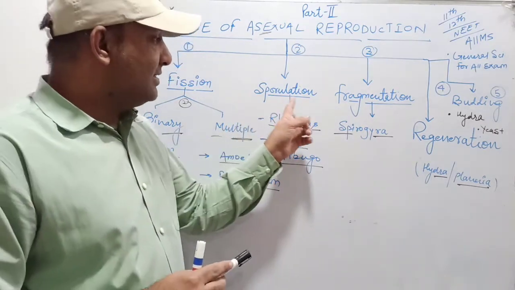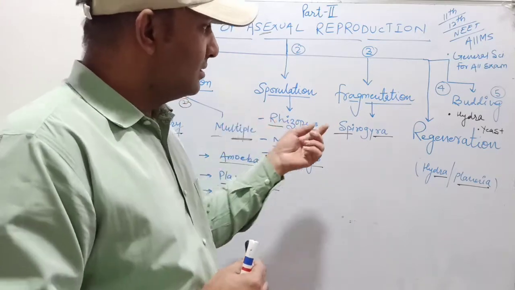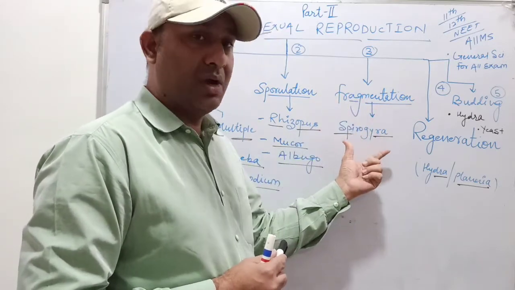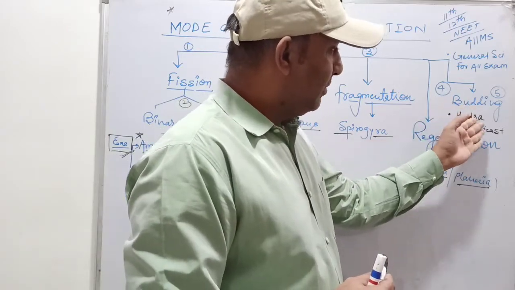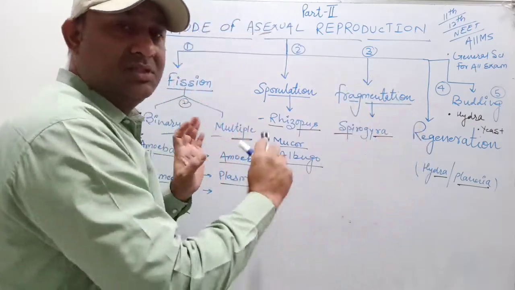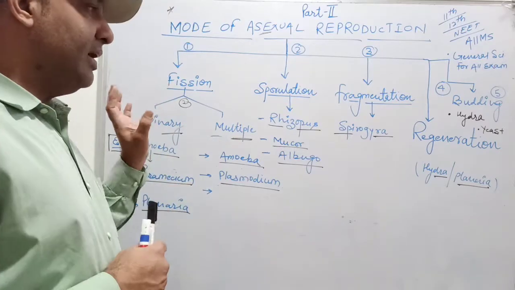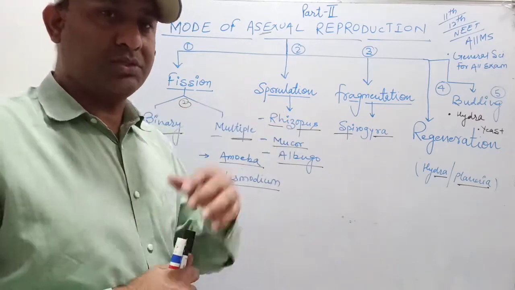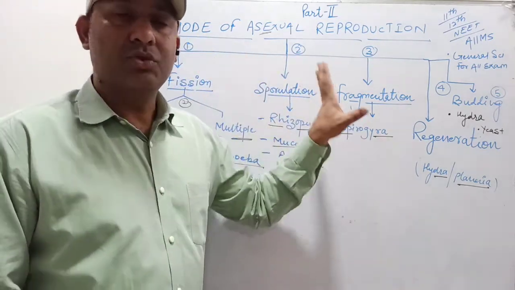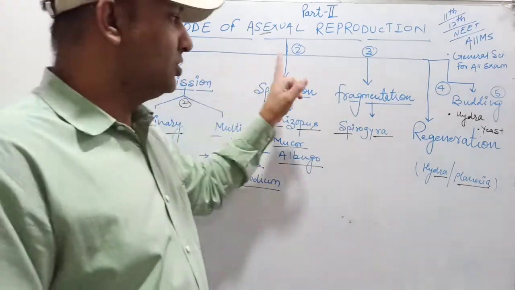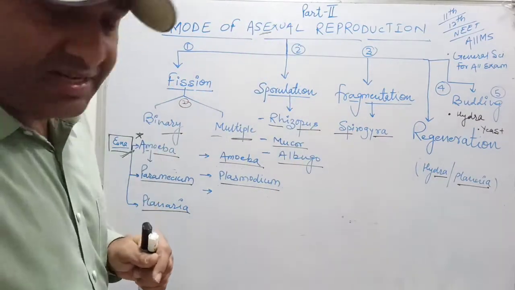Clear? Examples of sporulation or spore formation: rhizopus, mucor and albugo. Next, an example of fragmentation is spirogyra. Examples of regeneration are hydra and planaria. Examples of budding are hydra and yeast. So these are just an outline of the modes of asexual reproduction. Clear? Now we will take them one by one with examples and the process. Again, the five types are fission, sporulation, fragmentation, regeneration and budding. Now I will take the first type, which is fission.